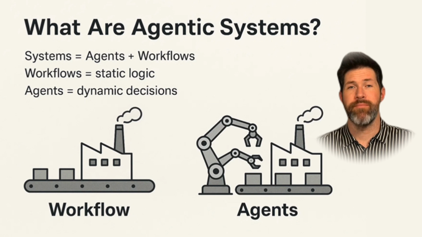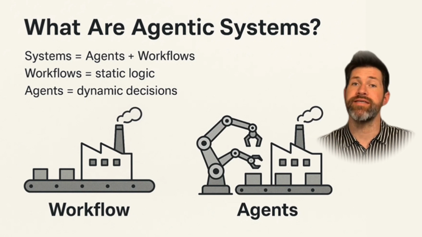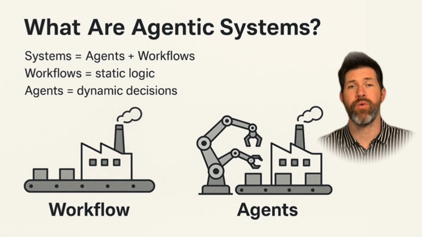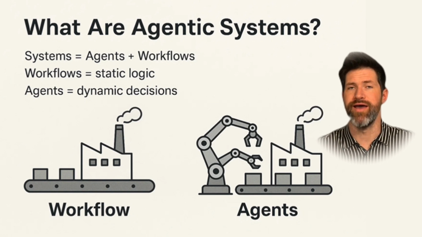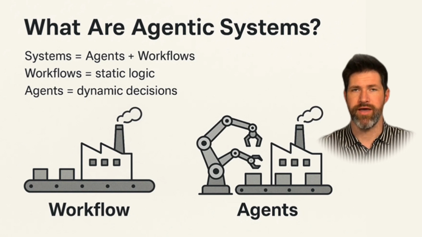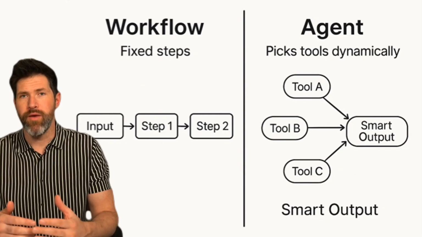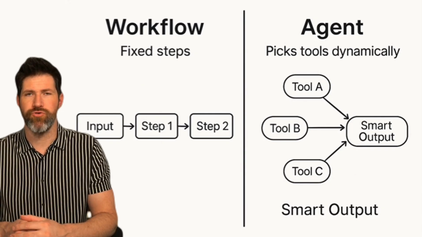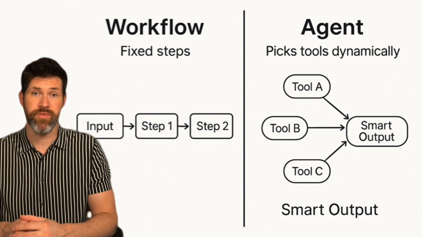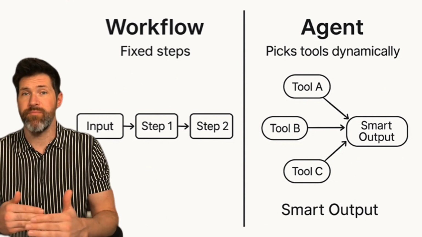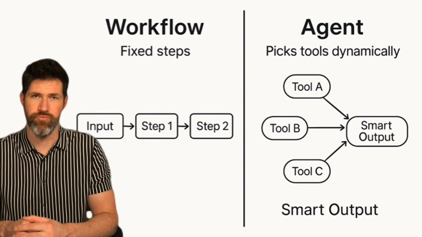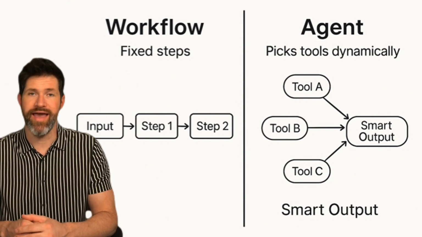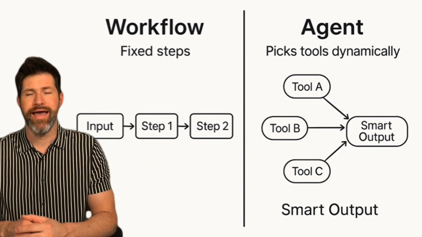Take a look at the image here. On the left, you see a simple factory assembly line labeled workflow. On the right, you see dynamic robot arms labeled agents, making decisions in real time. That's the difference. When you look at a workflow, it's like a straight highway. Input goes in, process happens, output comes out, predictable every time. But an agent, it's more like a GPS that reroutes depending on traffic. Agents look at what's happening live and dynamically choose the best tools to reach the goal.